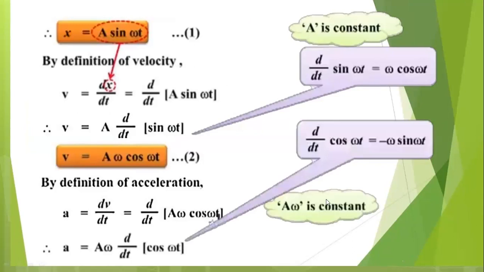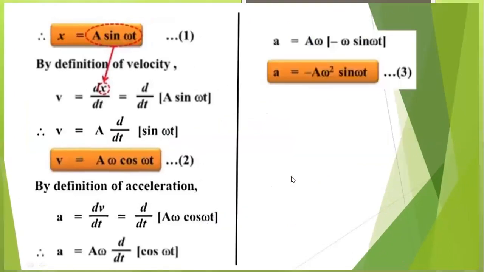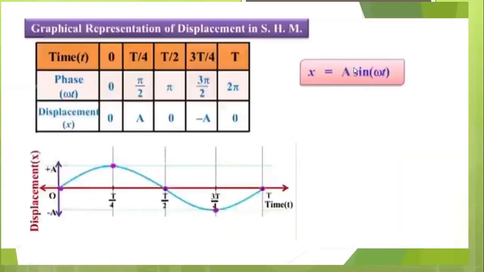Again differentiate it, we get the equation of acceleration. So acceleration is equal to minus a omega square sine omega t. So these are the three equations: displacement, velocity, and acceleration. When you plot this by using the data table with respect to time or with respect to the phase angle value, put the value of omega t in the equation as 0, pi by 2, pi, 3 pi by 2, 2 pi, we get the value of displacement.